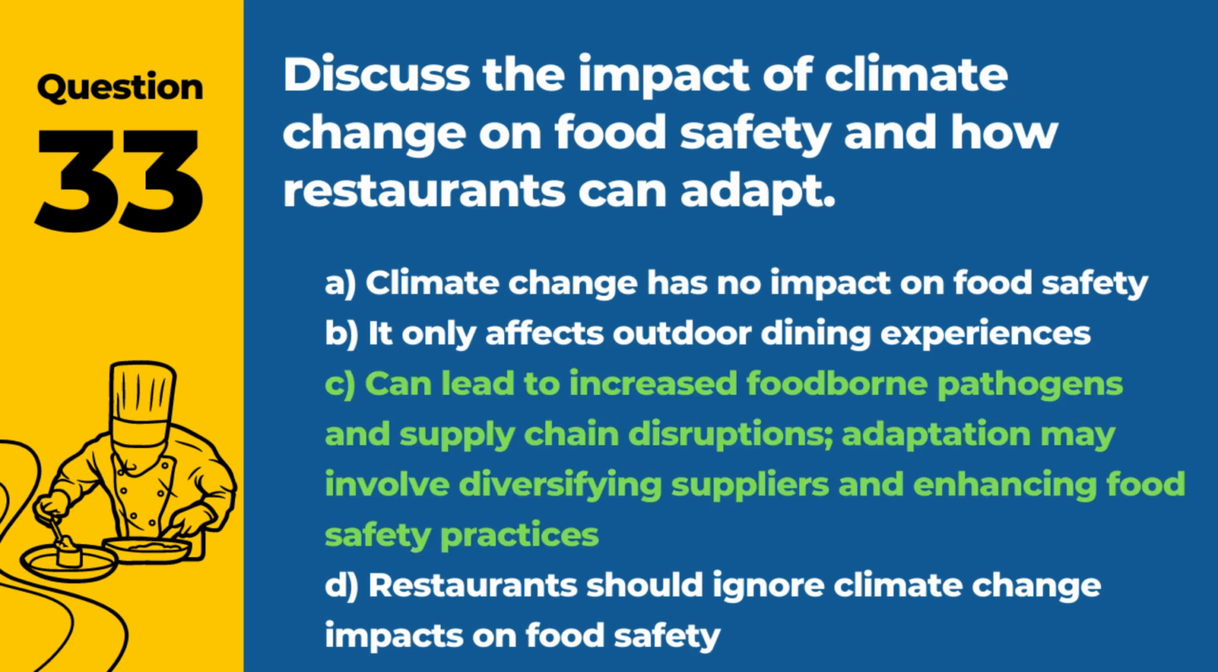Answer: C. Can lead to increased foodborne pathogens and supply chain disruptions. Adaptation may involve diversifying suppliers and enhancing food safety practices. The changing climate affects food production and safety, requiring adaptive measures to mitigate risks.